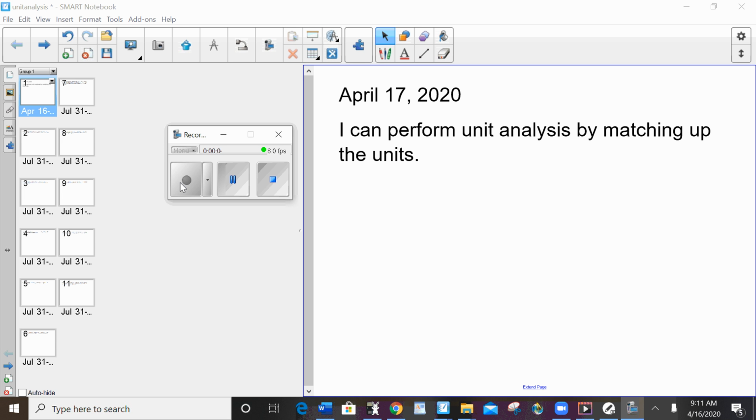Today we are going to perform unit analysis by matching up the units. Very important for what we're going to be doing next. You also may have seen this procedure a little bit in Algebra 1. You may have seen it in chemistry. This is very big in the SAT. It's a very, very, very important lesson for a lot of different reasons. So let's do it.